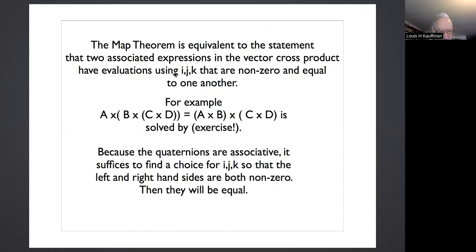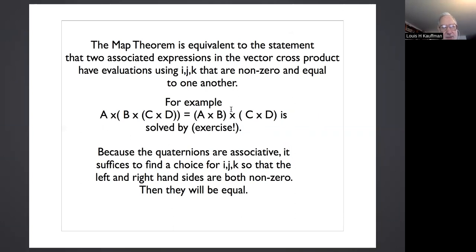So I'm going to slow down and say this. I'm now switching context. I'm just going back to the coloring theorem itself. The map coloring theorem, the four-color theorem, is equivalent to the statement that two associated expressions in the vector cross product algebra have evaluations using i, j, and k that are non-zero and equal to one another. So I write A cross B cross C cross D, or I write A cross B cross C cross D.